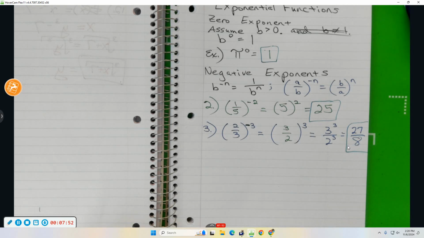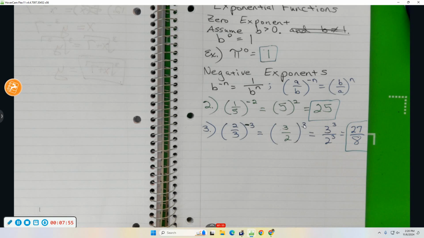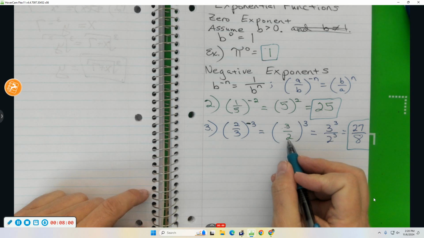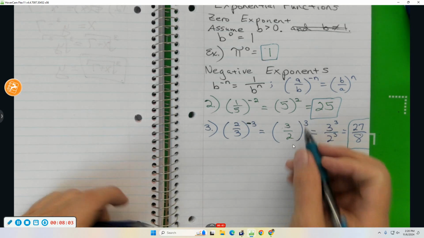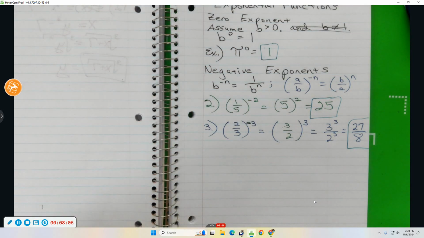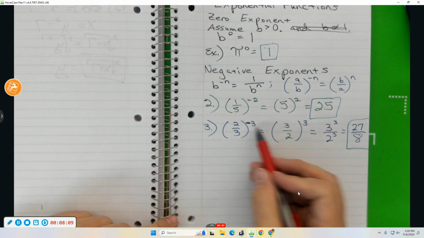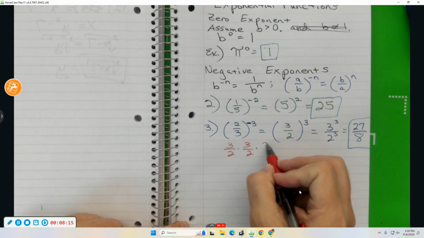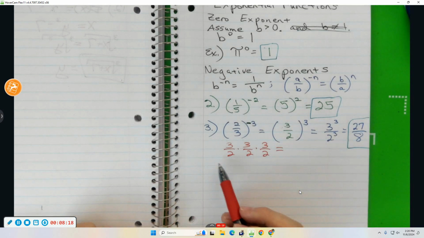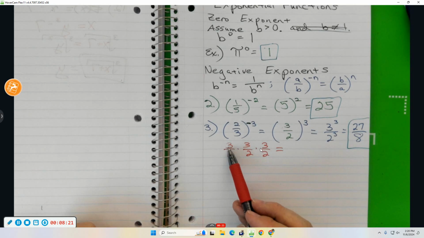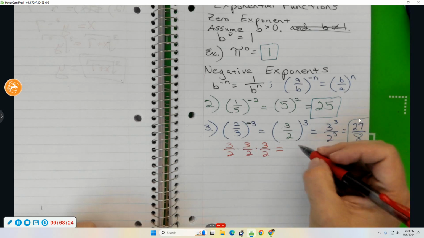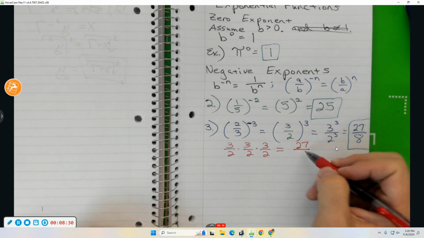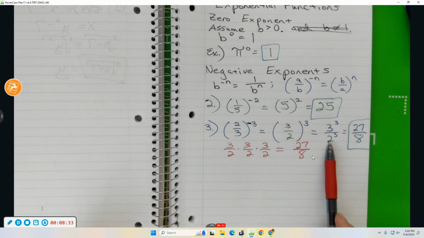Well, not really multiplying. You're saying 3 cubed and 2 cubed. You're applying the exponent. And let me show you why you can do that. That's saying 3 halves cubed. Because you've changed that negative 3 to a counting number, that means you have 3 halves times 3 halves times 3 halves. And to multiply fractions, you multiply the numerators: 3 times 3 is 9, times 3 is 27. 2 times 2 is 4, times 2 is 8. That's why you're able to do that.